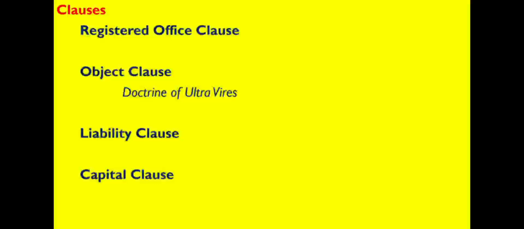Next clause is Object Clause. Section 4 Clause C of the Act details the Object Clause. The Object Clause is the most important clause of MOA. It states the purpose for which the company is formed. The Object Clause contains both the main objects and matters which are necessary for achieving the stated objects, also known as incidental or ancillary objects. The stated objects must be well defined and lawful according to Section 6 Clause B of the Companies Act 2013.